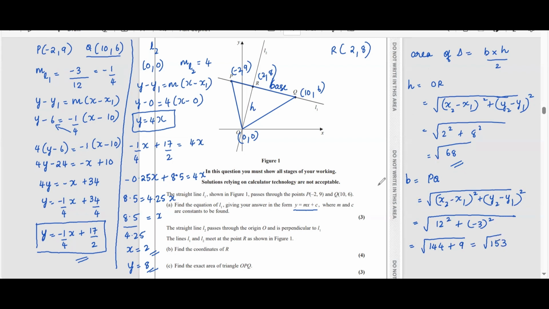Just put these two values in the formula. Area will be the base, square root of 153, times the height, square root of 68, divided by 2. Let's put this in the calculator: square root of 153 multiplied by square root of 68, divided by 2. We'll get 51. 51 will be the area of triangle OPQ. So that's it. I hope you have understood this. Thank you for watching.